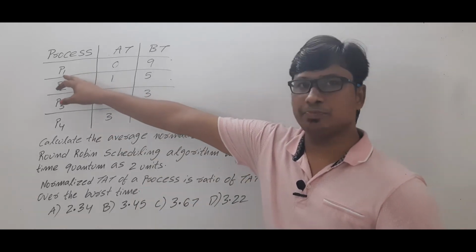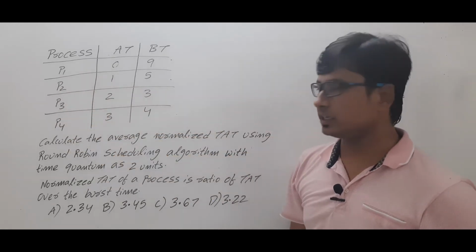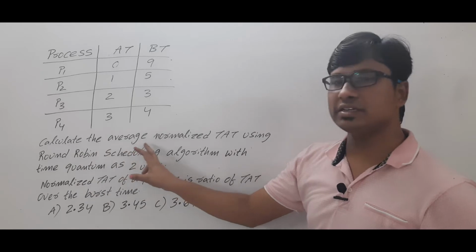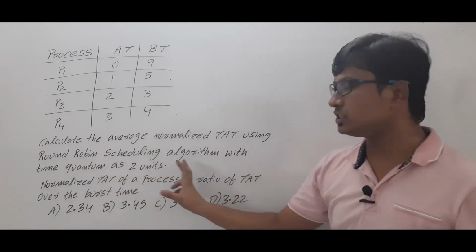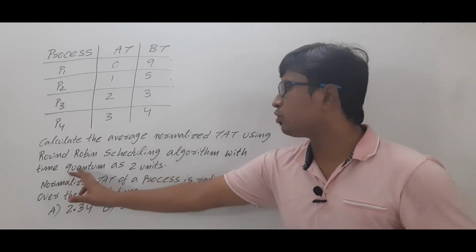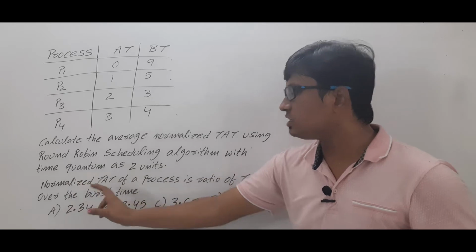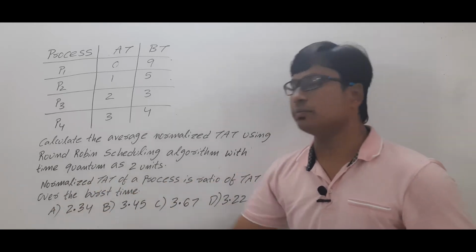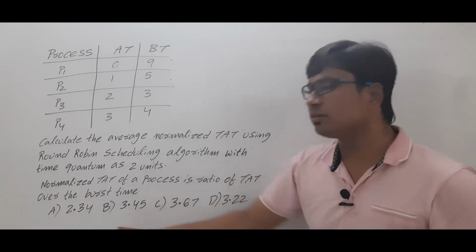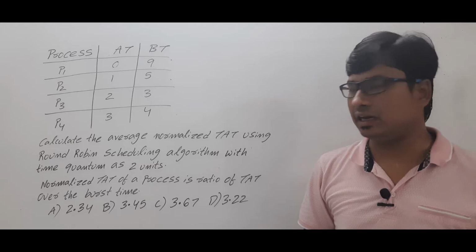Four processes such as P1, P2, P3, P4 with their arrival time and burst time. Calculate the average normalized turnaround time using round robin scheduling algorithm with time quantum as 2 units. In the question they have provided that normalized turnaround time of a process is a ratio of turnaround time over the burst time. They have given four options. We need to solve the question and find out what is the right answer.